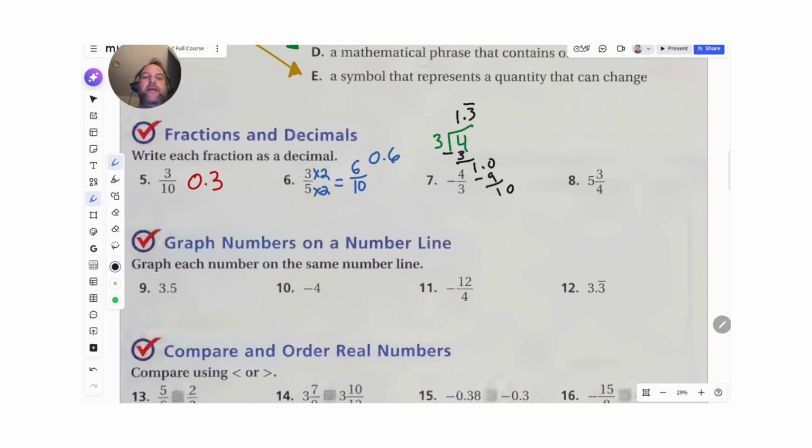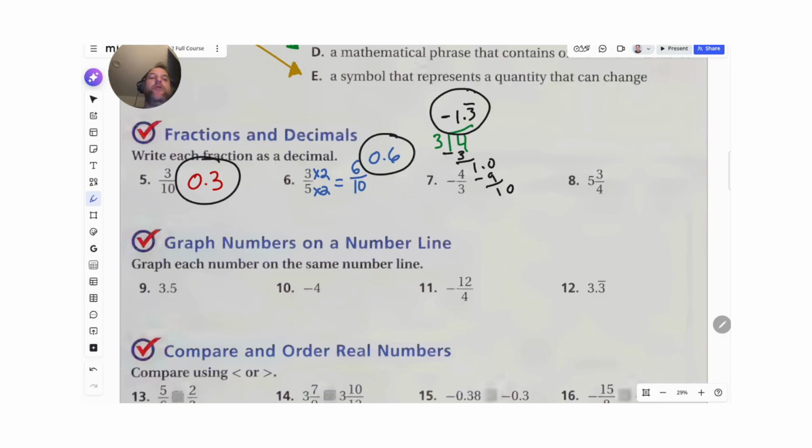How about 5 3/4? Oh, by the way, this was a negative. Let's not forget to attach our negative sign. And we can box in our answers so far. All right, number 8, 5 3/4.